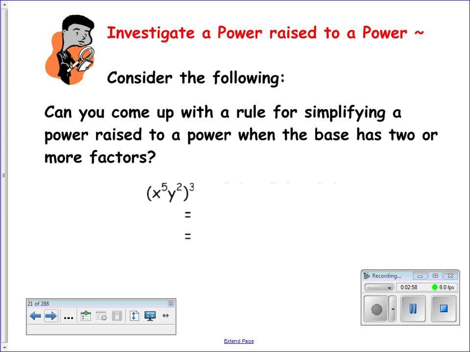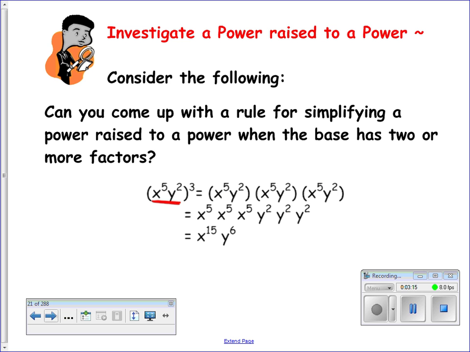Now I look at a power raised to a power. This was the example I did in class today. X to the 5th y squared. This entire base here is cubed. It's raised to the 3rd power. If I expand it and write this out, it is equivalent to x to the 5th y squared times x to the 5th y squared times x to the 5th y squared.